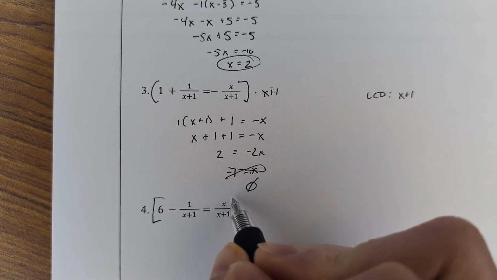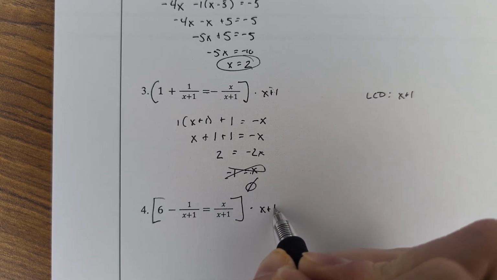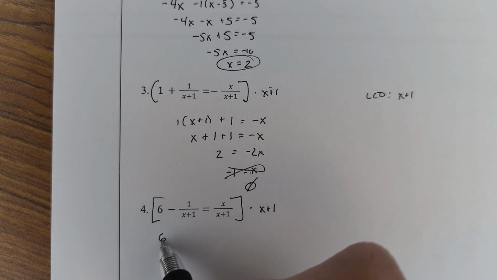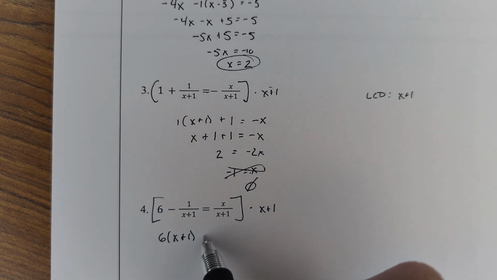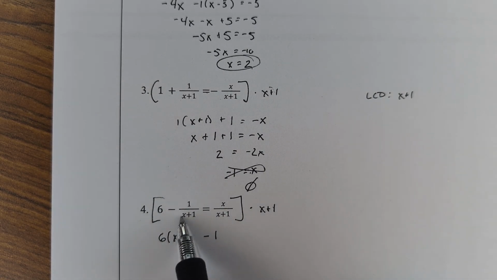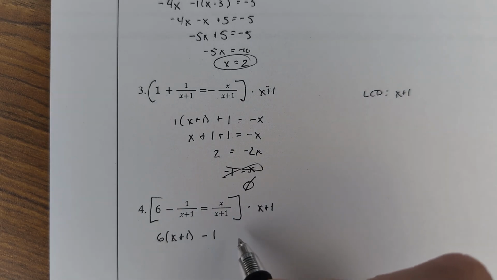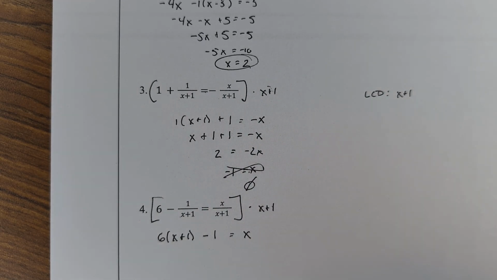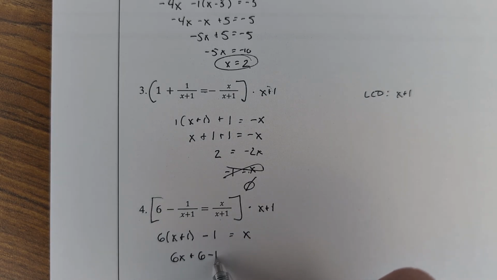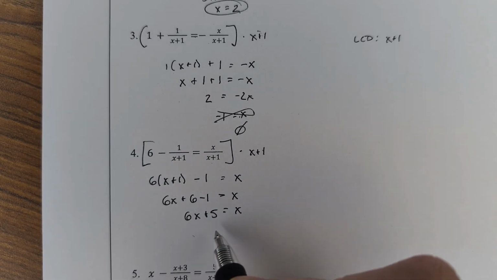Same least common denominator here. So everybody times x plus 1. So 6 times x plus 1. In the middle, x plus 1's cancel, leaving me the negative and the 1. On the right-hand side, just the x's left over, x plus 1's cancel. So 6x plus 6 minus 1 equals x. So that's 6x plus 5 equals x.